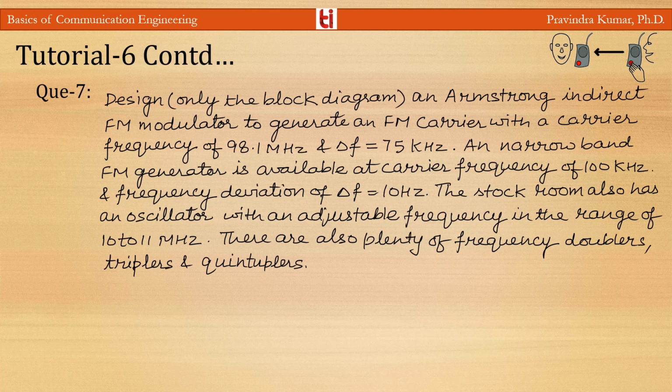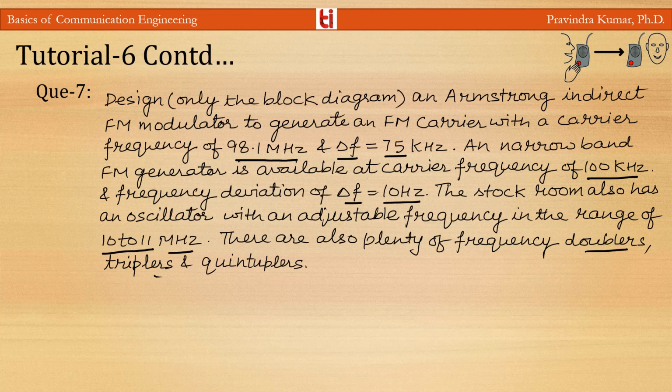Next question. Design only the block diagram of an Armstrong indirect FM modulator to generate an FM carrier with a carrier frequency of 98.1 MHz and frequency deviation of 75 kHz. A narrowband FM generator is available at a carrier frequency of 100 kHz and frequency deviation delta F of 10 kHz. The stock room also has an oscillator with an adjustable frequency in the range of 10 to 11 MHz. There are also plenty of frequency doublers, triplers and quintuplers.